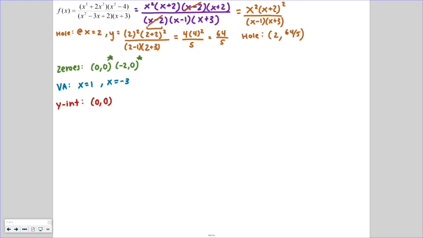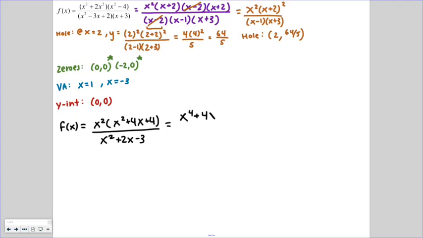Okay, so next up, we've got to do the long division here, which means I'm going to actually FOIL everything in the numerator and denominator so I can get something to divide. So this is going to become x squared times x squared plus 4x plus 4 in the numerator, and the denominator is x squared plus 2x minus 3. Sorry, there should be plus 2x. And then I'm going to distribute that x squared. So we get x to the 4th plus 4x cubed plus 4x squared, and that is all over x squared plus 2x minus 3.